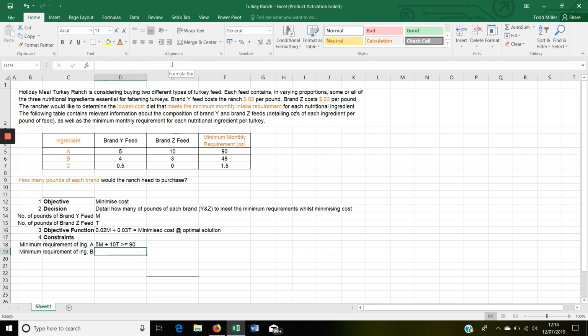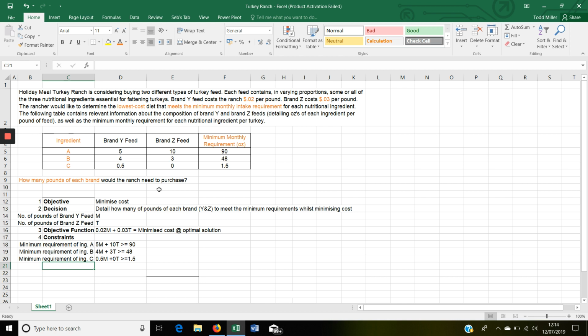We have a minimum requirement of ingredient B, and it's going to be 4m plus 3t. Again, it's going to be greater than or equal to the minimum requirement of 48. And for C, we're looking at 0.5m plus 0t is greater than or equal to 1.5. It is your choice whether to include this 0t or not. Include it or not, the equation will still be the same.